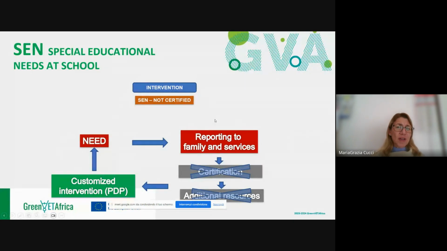If we do not have any certification, what shall we do? We always start from the need. We have to report to the family. Maybe we do not report to the services, but I left this word because sometimes we need to better understand what the situation is, and sometimes the family is not the right partner to better understand the situation. We do not have any certification, we do not have any additional resources, but as a school, we have to prepare the customized intervention.